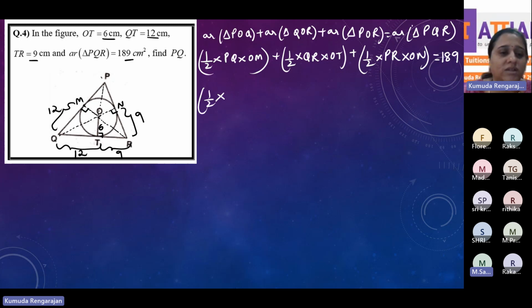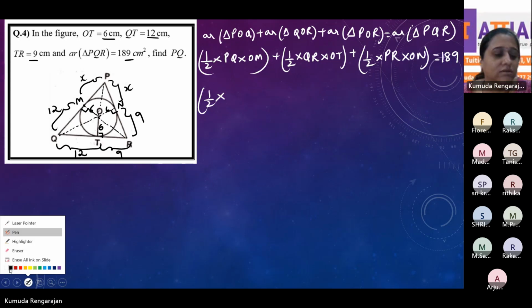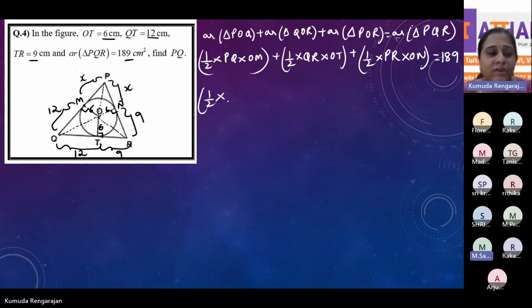So that means PM is not given. We don't know about PM and PN, so we'll call it X. And if OT is 6 centimeters, OM is also 6 because radius. ON is also 6, radius. So now tell me half into base. X plus 12. Very good. X plus 12 or 12 plus X, whatever.